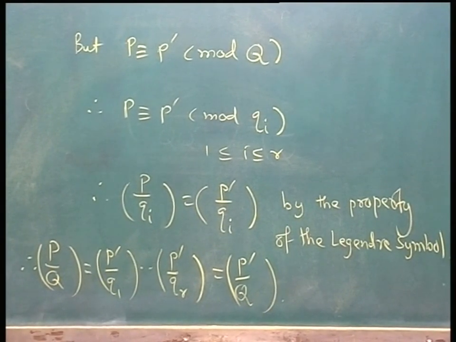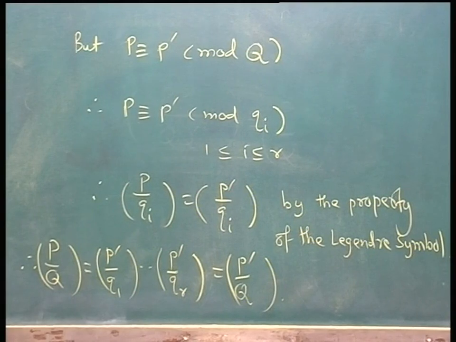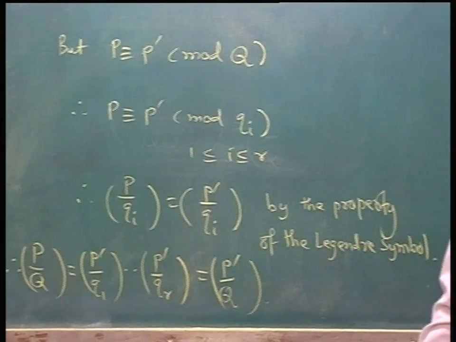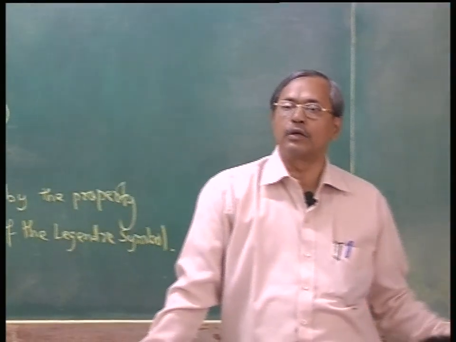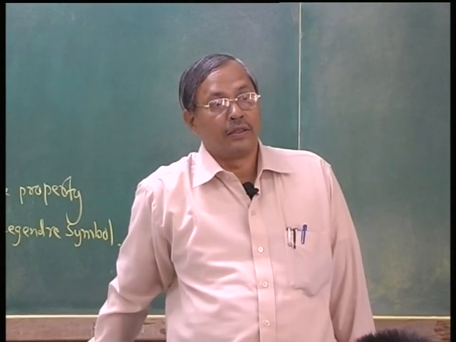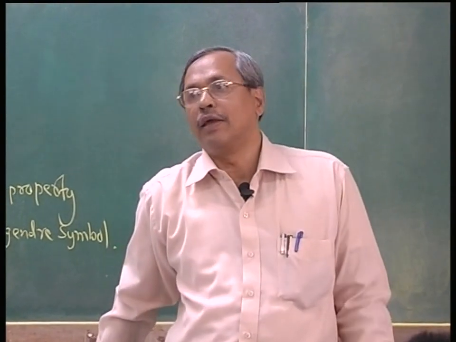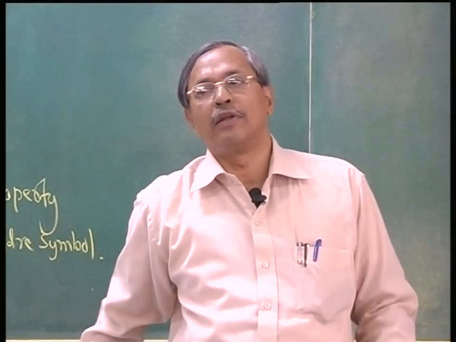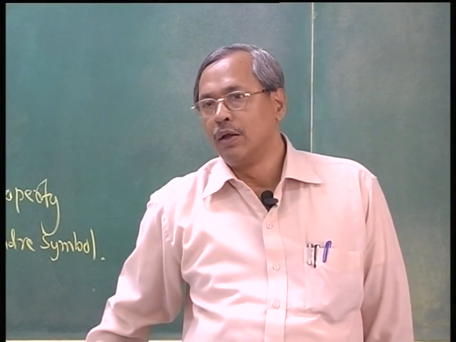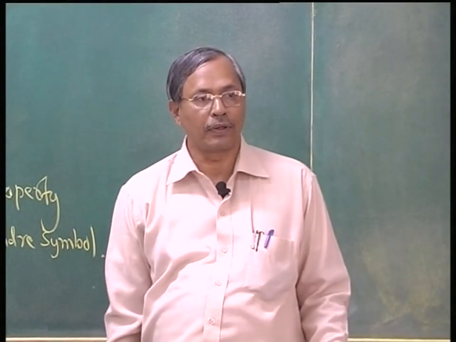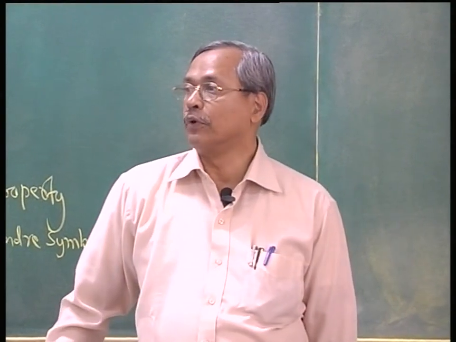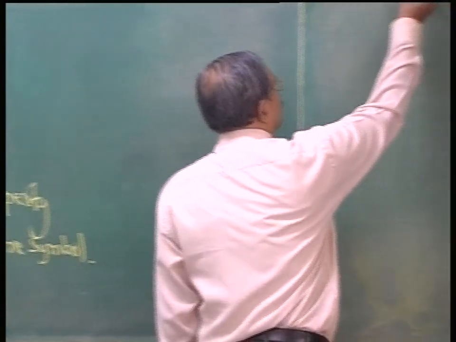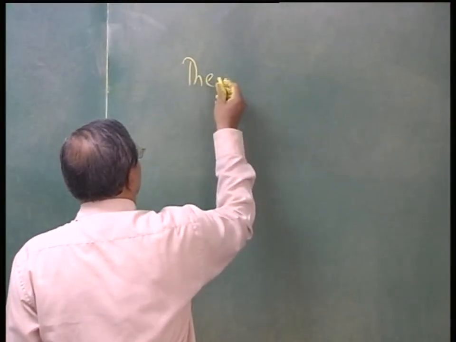And from these properties, we will derive non-trivial properties of the Jacobi symbol. These non-trivial properties are similar to the corresponding properties of the Legendre symbol. These give you the value of minus 1 by capital Q, the value of 2 by capital Q, and the value of capital P upon capital Q multiplied by capital Q upon capital P. You will see that these are very similar to the corresponding properties of the Legendre symbol.